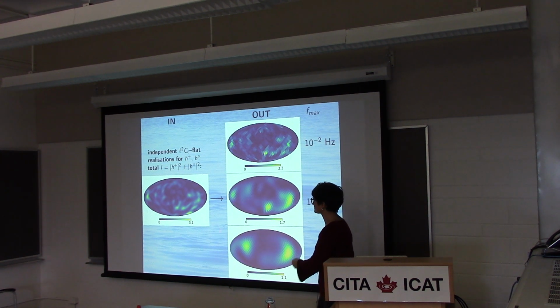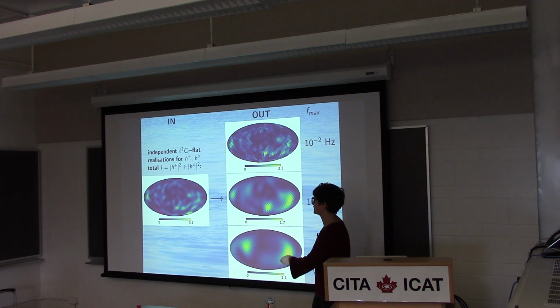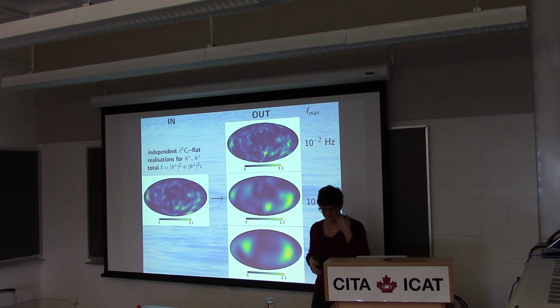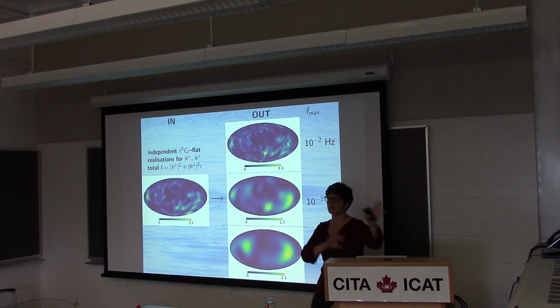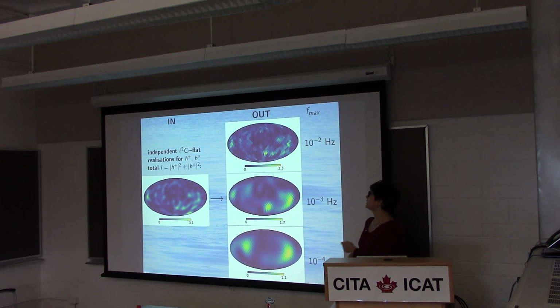All right, so we inject total intensity on the sky that looks like this. So this is just a realization of an L squared CL flat intensity. I'm showing you the intensity, so the squares of H plus and H cross, but I actually inject H plus and H cross independently. It's just for a matter of space that I'm doing this. And you can see these are the maps that we obtain out.